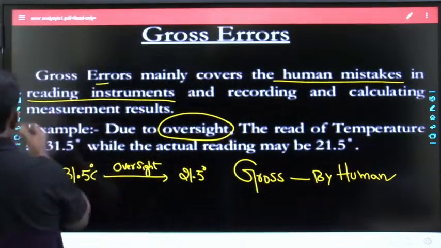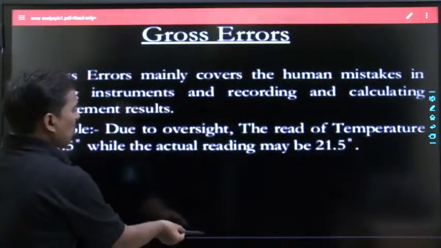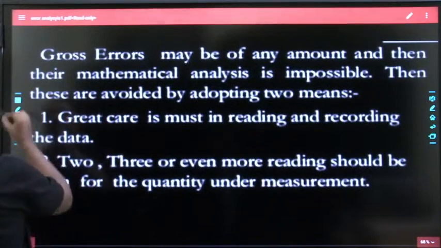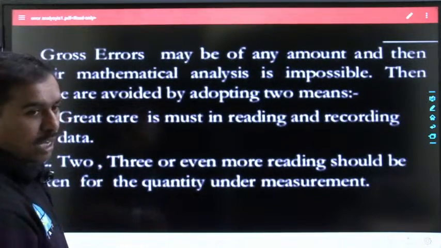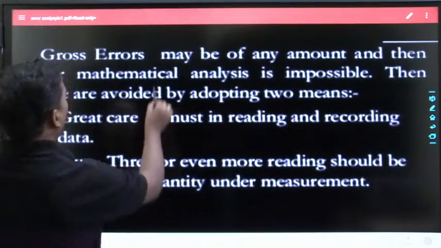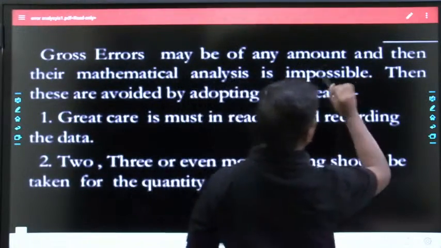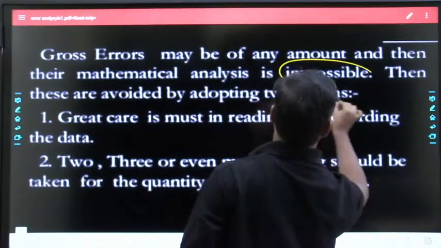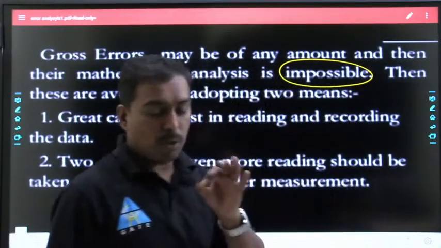Chalo. Next comes systematic errors. Next, before going on, one more thing. I have given some clarity information. Gross errors may be of any amount and their mathematical analysis is impossible. Dear students, this question is very important.